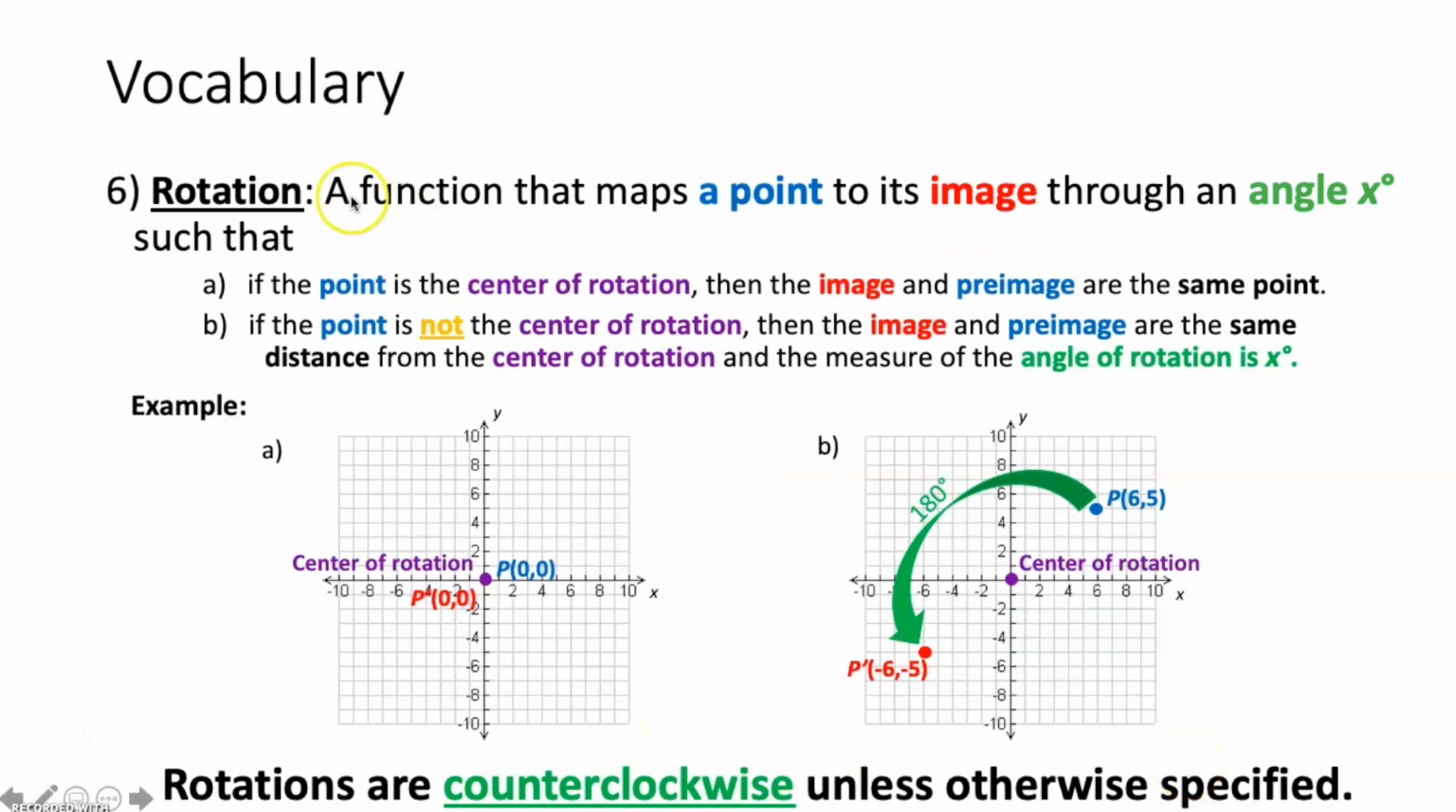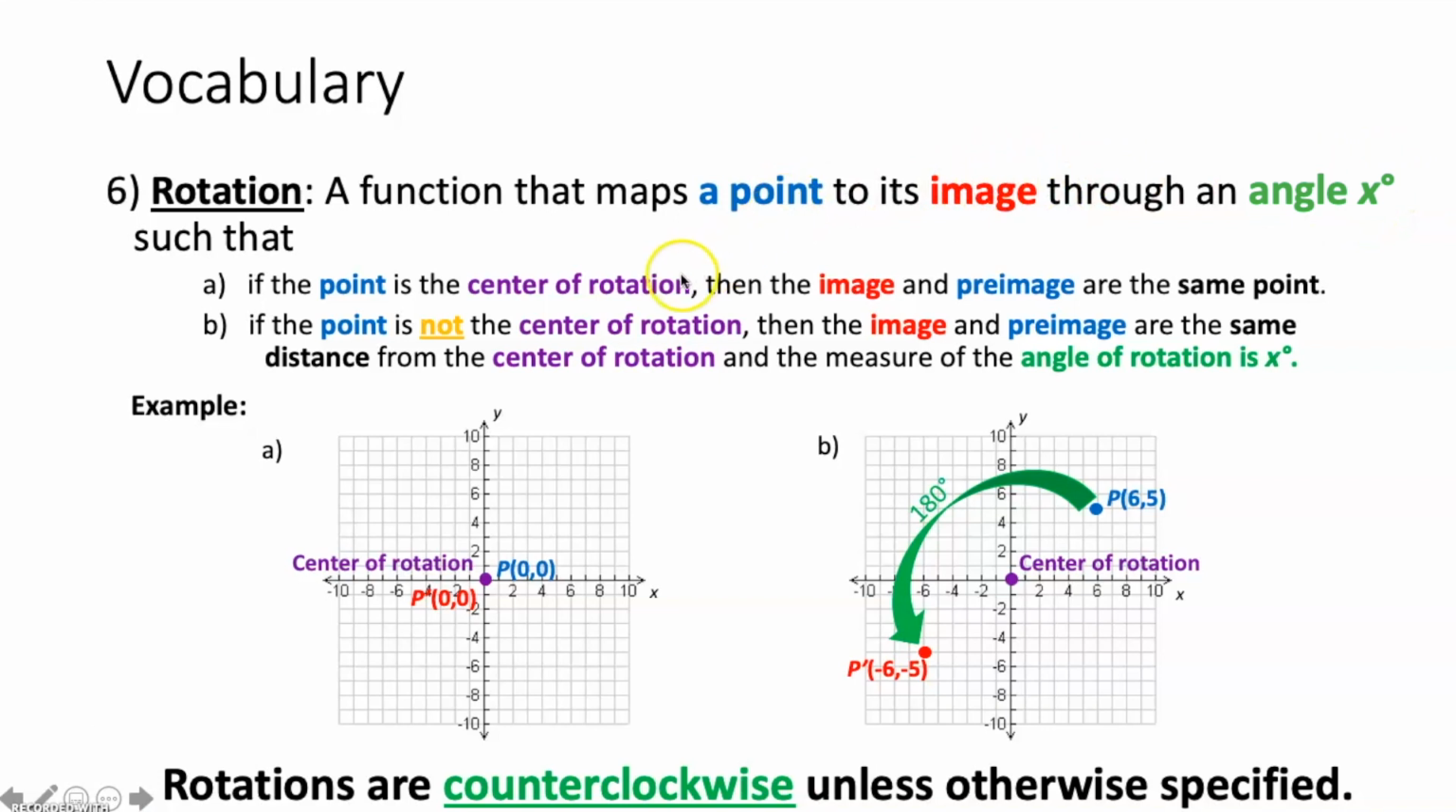Now, a rotation is a function that maps a point to its image through an angle x degrees, such that if the point is the center of rotation, then the image and the pre-image are the same point. If the point is not the center of rotation, then the image and the pre-image are the same distance from the center of rotation, and the measure of the angle of rotation is x degrees. So, this looks super complicated, but it's not. It's just saying that you have a point and you have its image. Your point is going to be rotated about a center of rotation x degrees. And once you do that, you will get the image of that point.